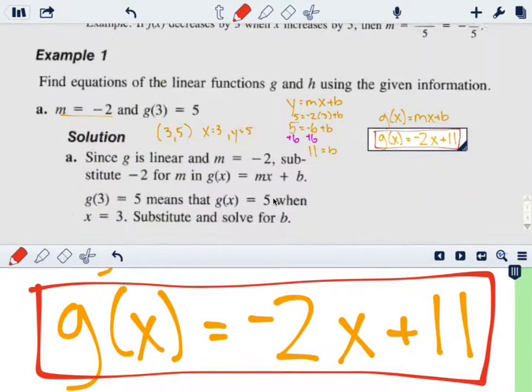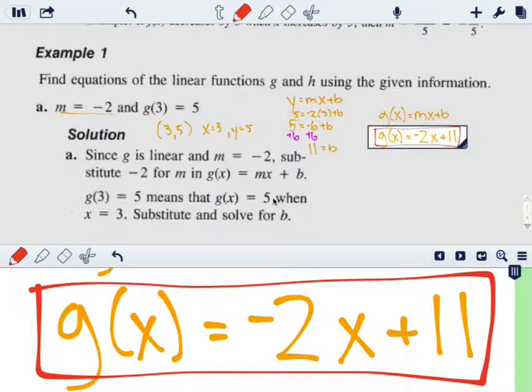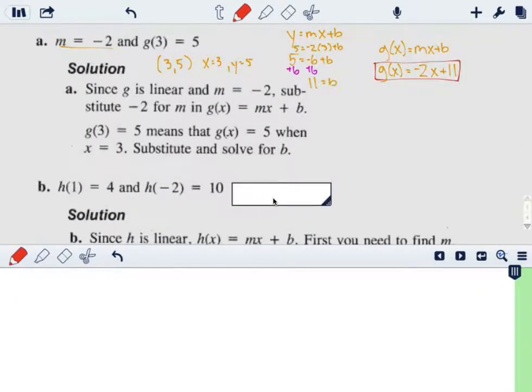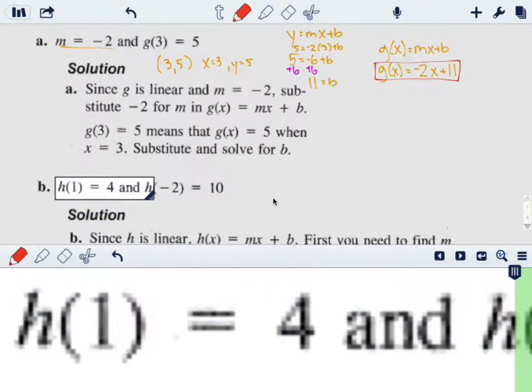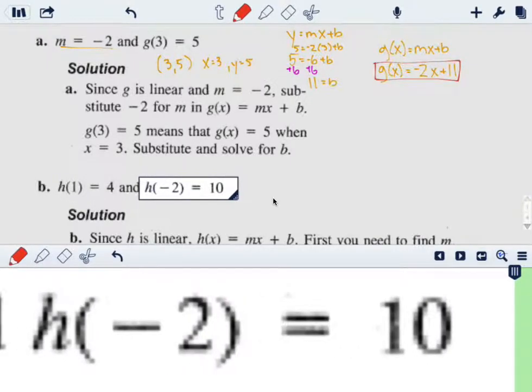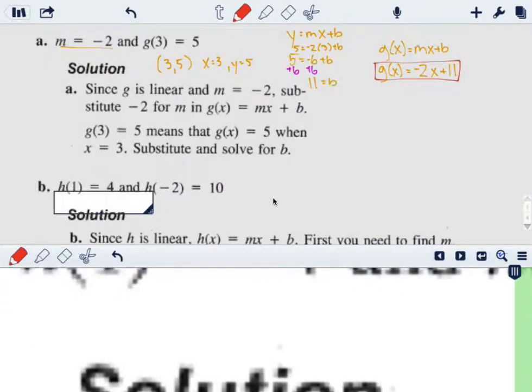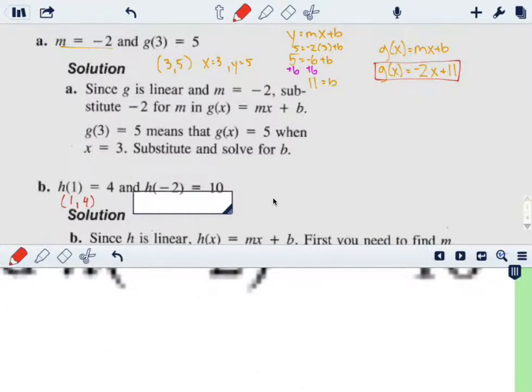Okay, and that's what they go through to describe here, in step A, and so on. Now, we're going to come down here and look at this. h of 1 is equal to 4, h of negative 2 is equal to 10. This tells us that x is 1, y is 4, x is negative 2, y is 10.